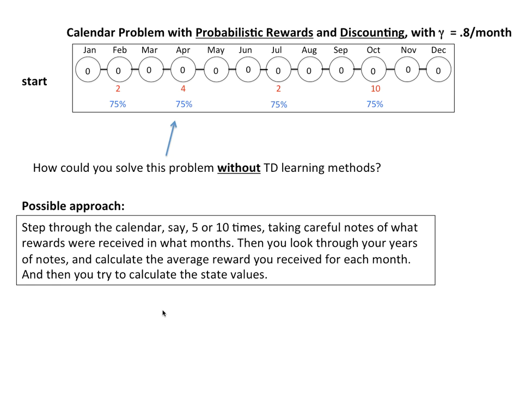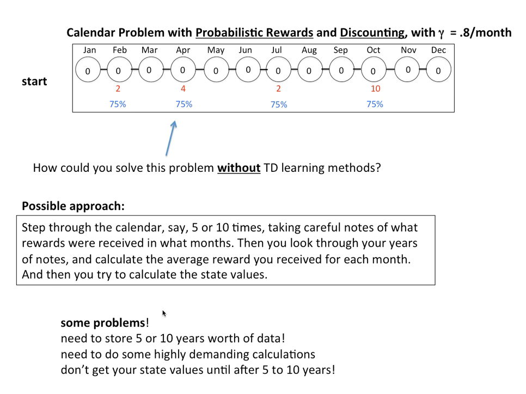You know, that seems like a hard thing to do. First of all, you need to store 5 or 10 years worth of notes. You need to do some highly demanding calculations because you're calculating over all those notes simultaneously. And then you don't even get your state values until 5 or 10 years. With the TD learning method that we talked about, none of this is true. You just simply apply a very simple computation again and again, and you avoid all of these problems.